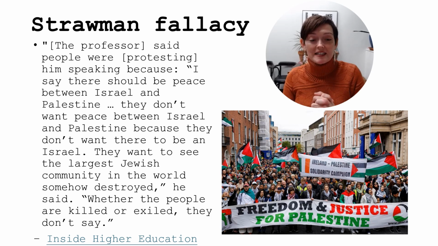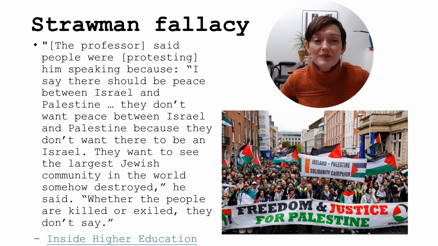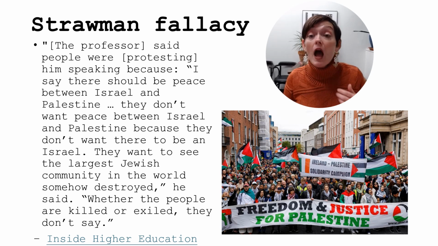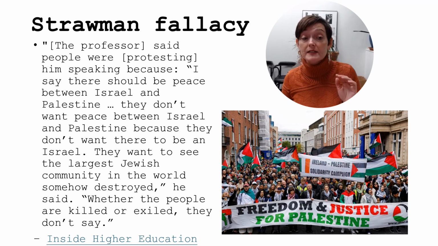All right, next up. Straw man fallacy. This is taken from reporting last year from the journal Inside Higher Education, and relates to a professor here in California. This is a quote from a professor here in California. The professor said people were protesting him because, quote, I say there should be peace between Israel and Palestine. They, the protesters, don't want peace between Israel and Palestine because they don't want there to be an Israel. They want to see the largest Jewish community in the world somehow destroyed, he said. Whether the people are killed or exiled, they don't say.